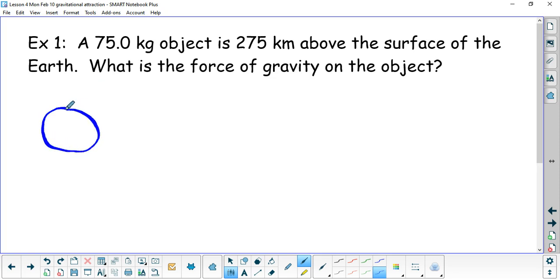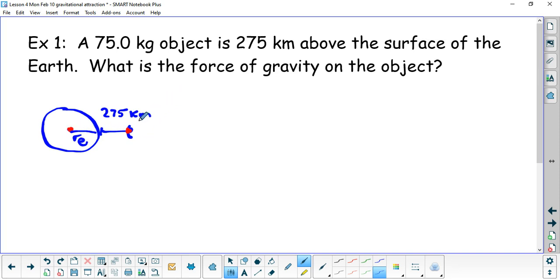So when I think about the Earth, I'm going to consider out here's my object, right? It says 275 kilometers above the Earth. Now remember, when we use this equation, we have to go from the center of the object, which would be this object up here, to the center of the other object, which would be here, right? So it's not just using that 275. I have to use 275 plus the radius of the Earth in order to get this complete distance.